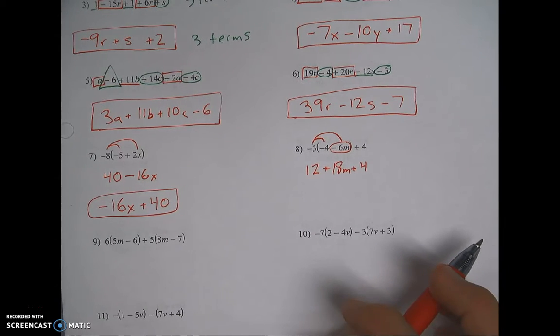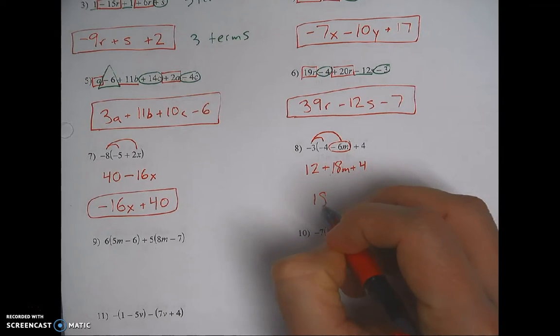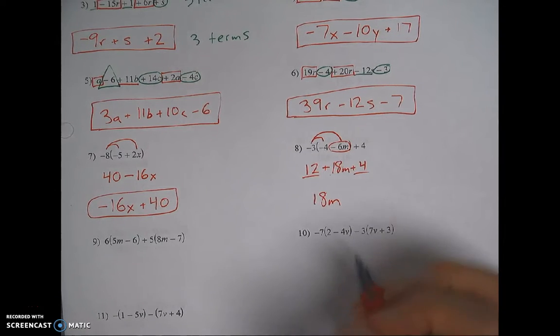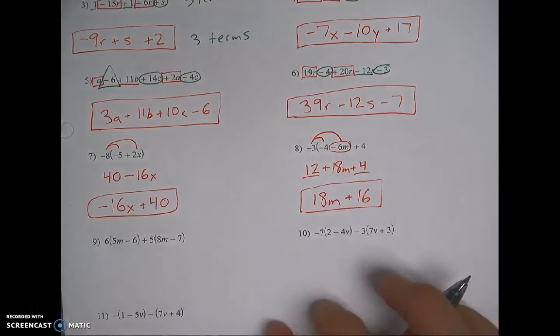And so for these, we found out we had one more step. We had to combine like terms. This is the only m. I'm going to put that up front. But I've got a 12 and I've got a plus 4. So you put them together and that's plus 16. And now you're fully simplified.